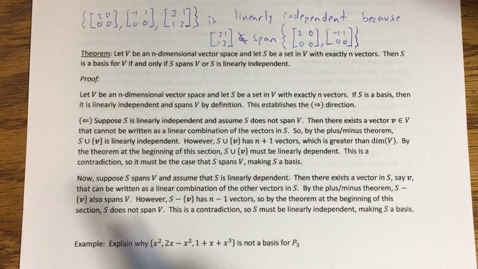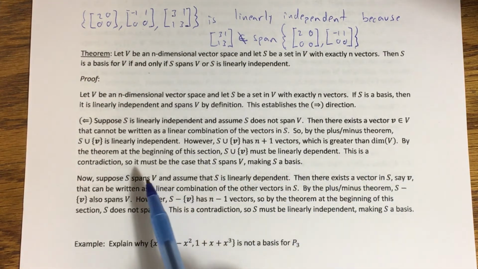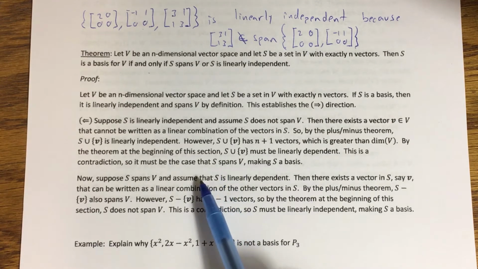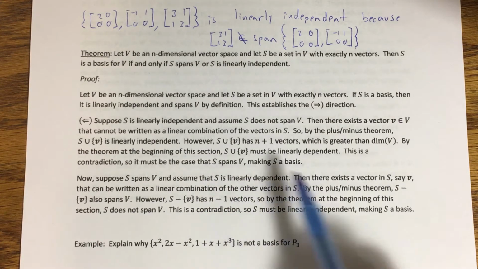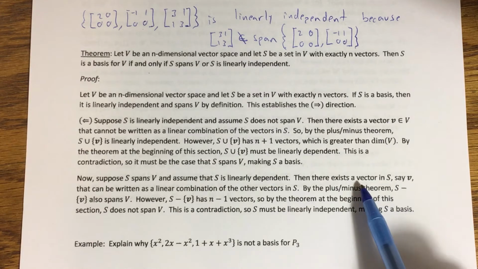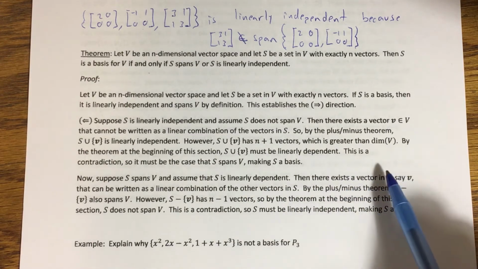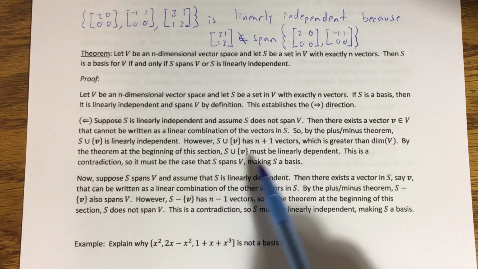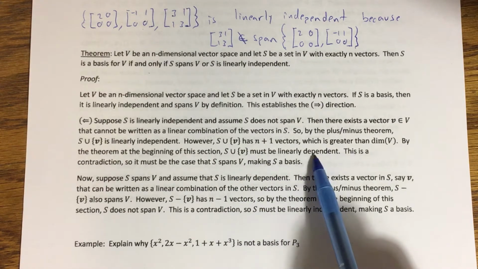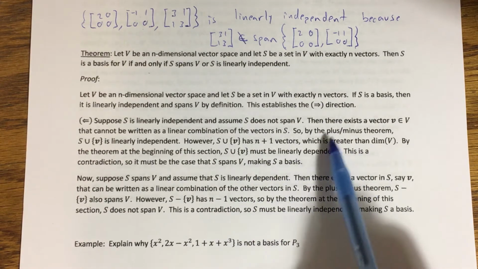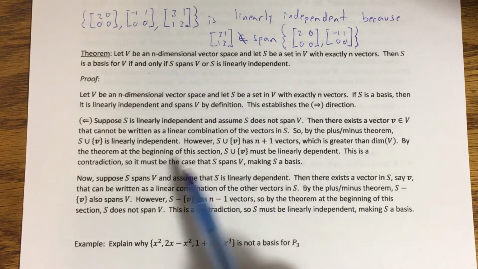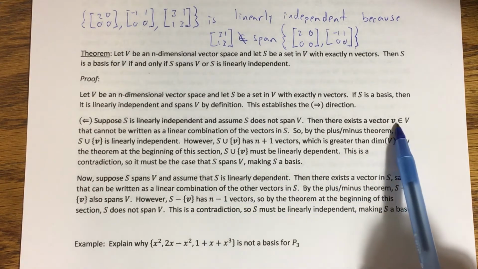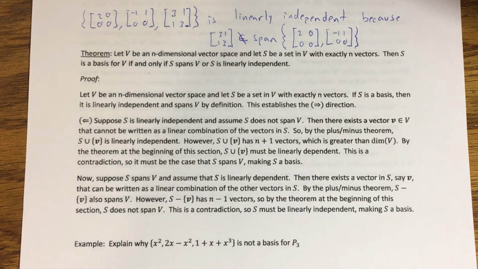And we have a theorem that we talked about previously that says if you have any set that has more vectors than the dimension of a vector space, then that set has to be linearly dependent. So there we have a contradiction with our plus-minus theorem. That must mean the assumption that this V is not in the span of S had to have been false. So we say by contradiction, we've proven that direction.